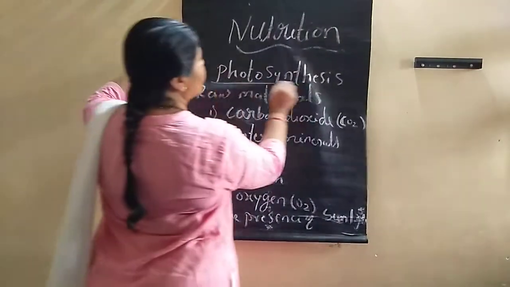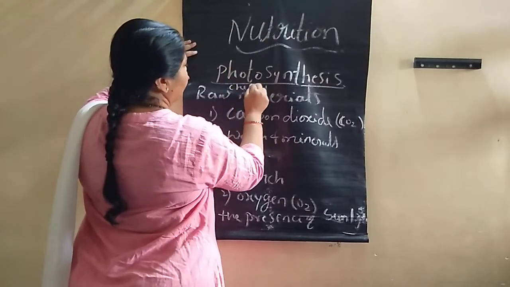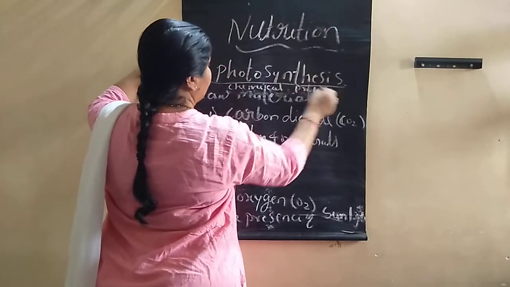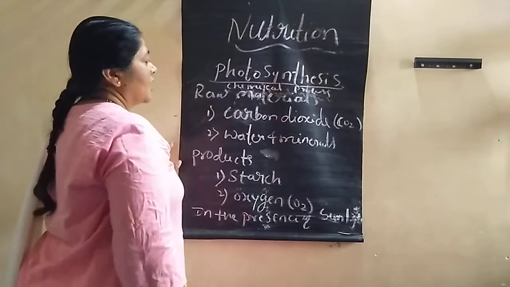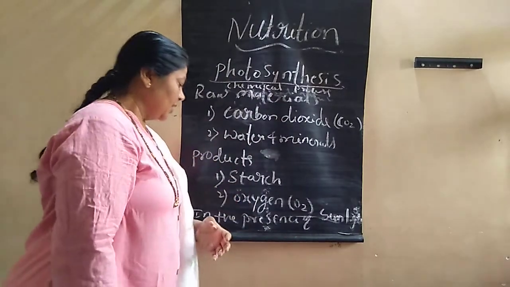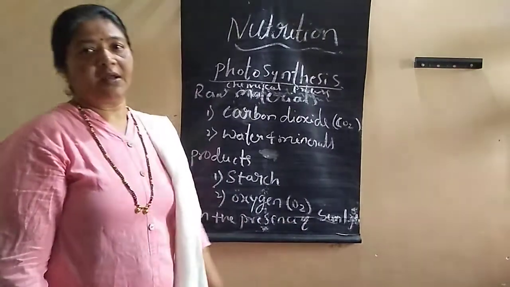It is a what process? Chemical process. You can write chemical process. In the chemical process, these are the raw materials: carbon dioxide, water and minerals, and the products, starch and oxygen. How will the process take place? In the presence of sunlight.